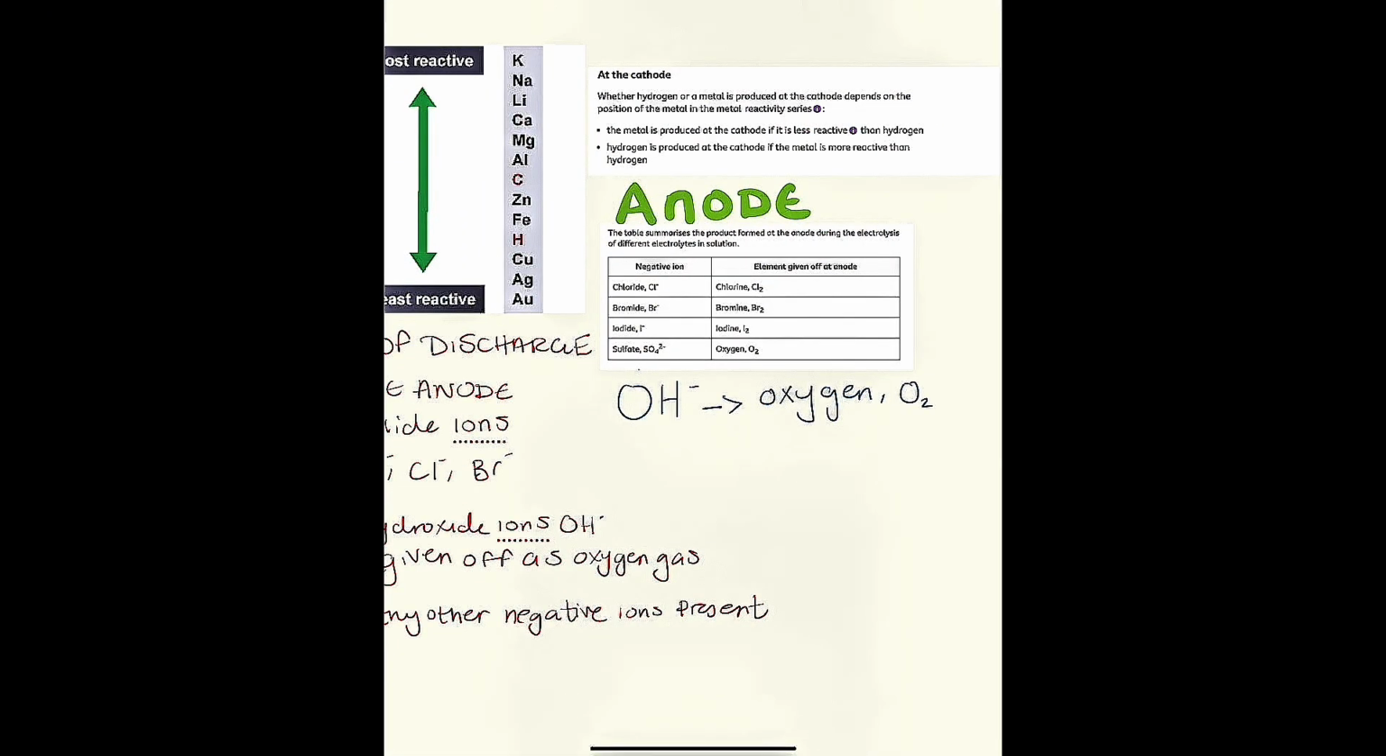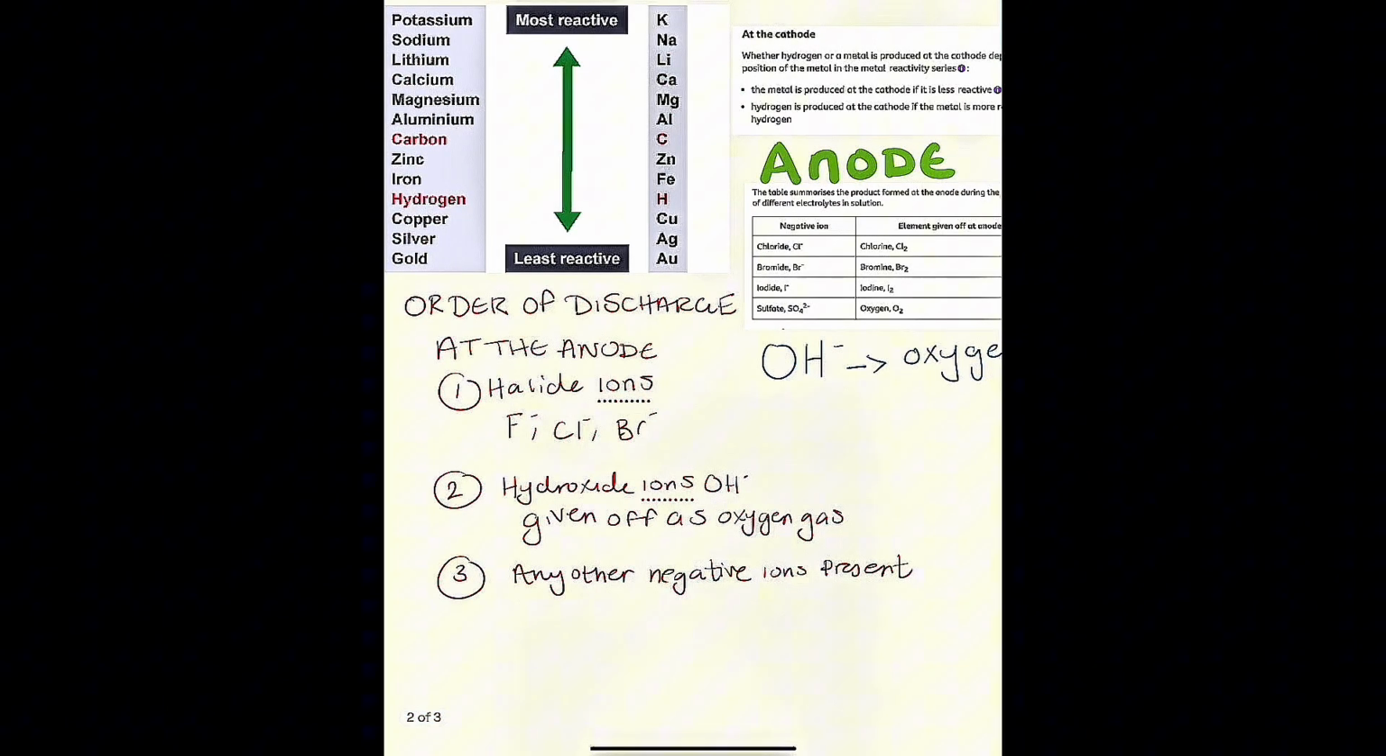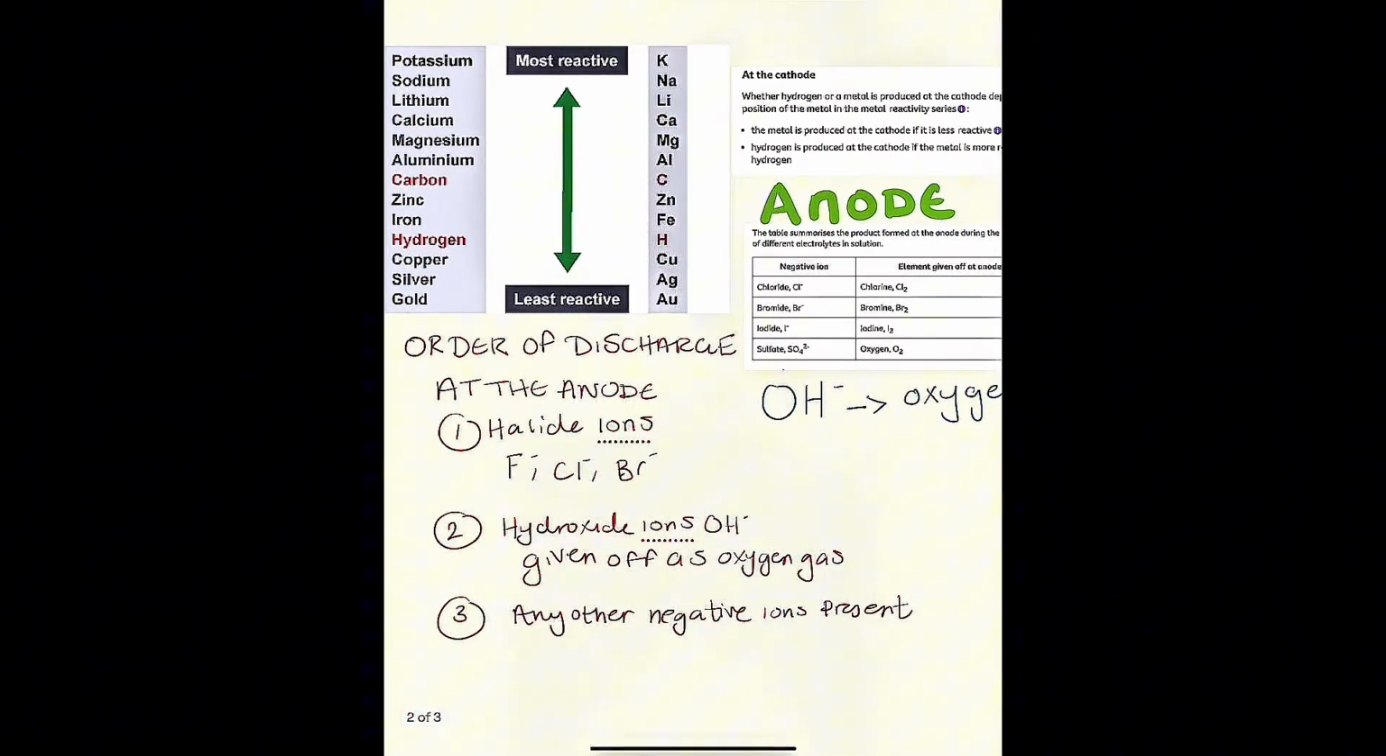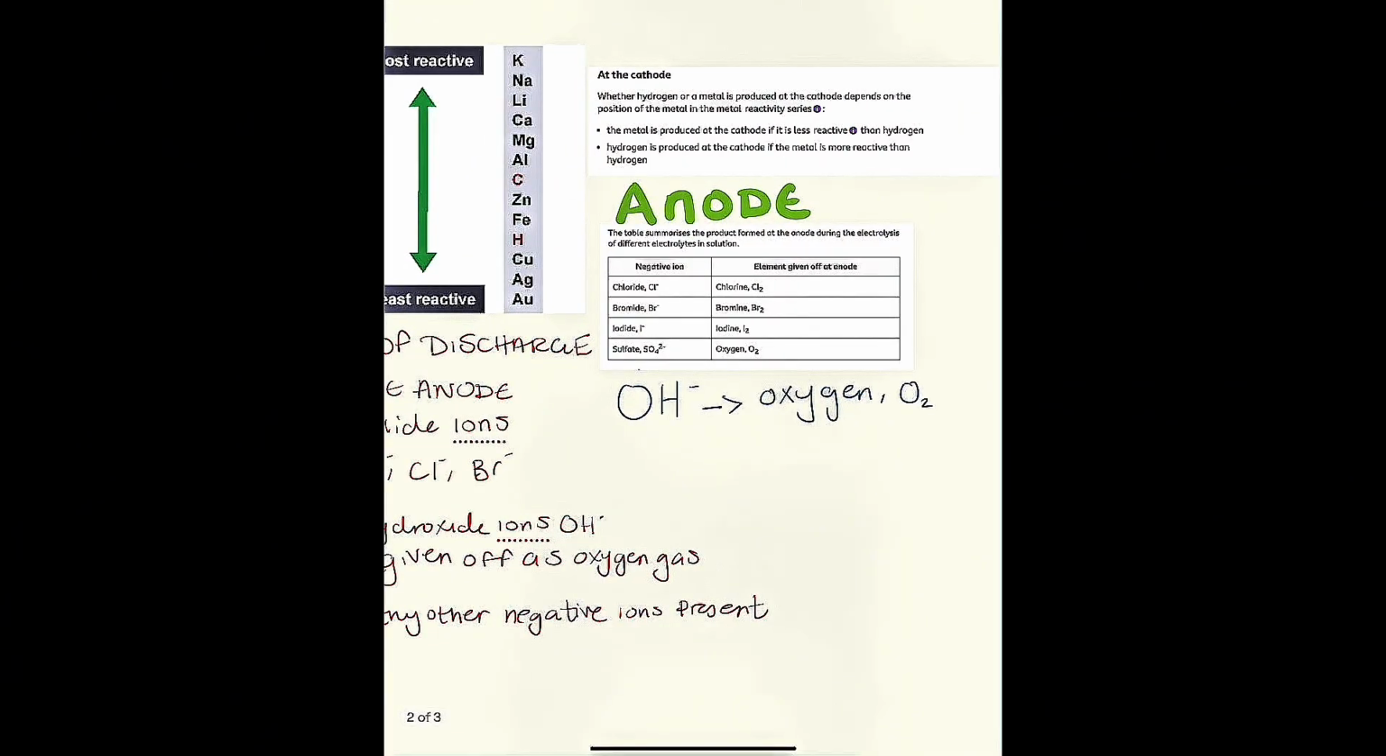So at the cathode, whether hydrogen or a metal is produced depends on the position of the metal in the metal reactivity series. The metal is produced at the cathode if it is less reactive than hydrogen. So any metals that are less reactive than hydrogen will be made at the cathode. So copper, silver, and gold will be made at the cathode. Hydrogen is produced at the cathode if the metal is more reactive than hydrogen.